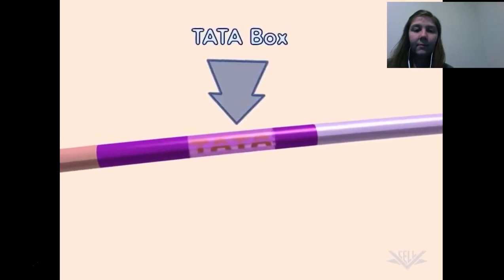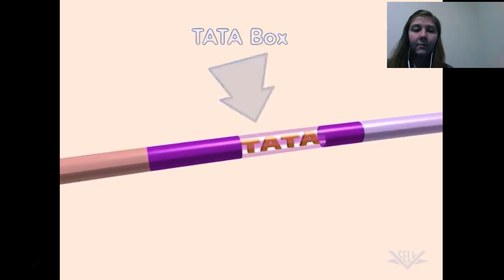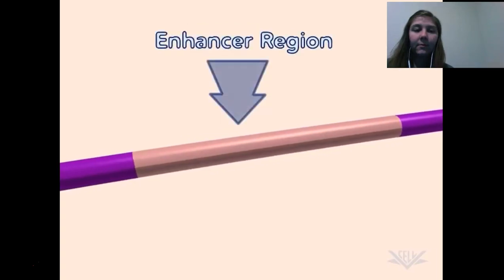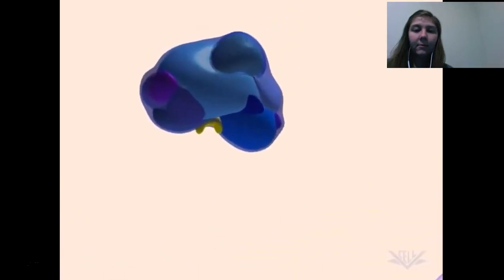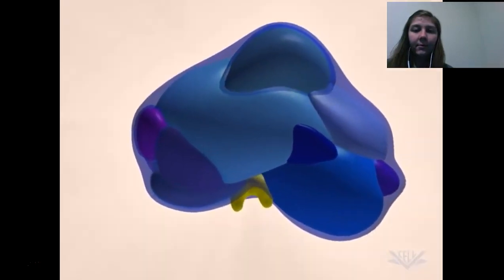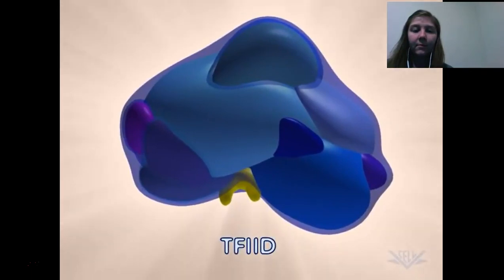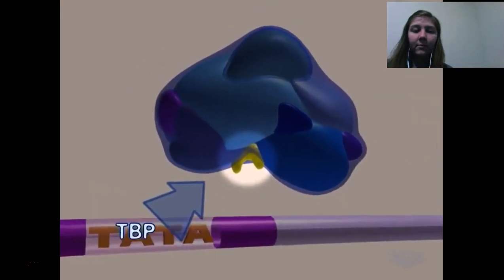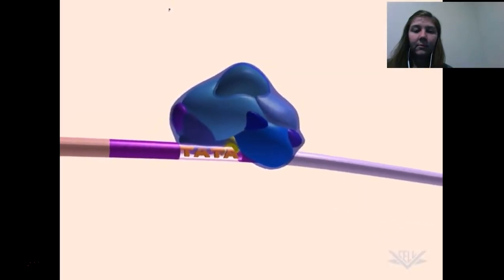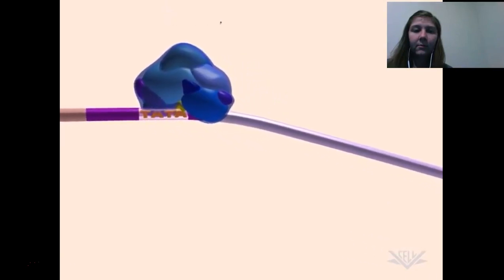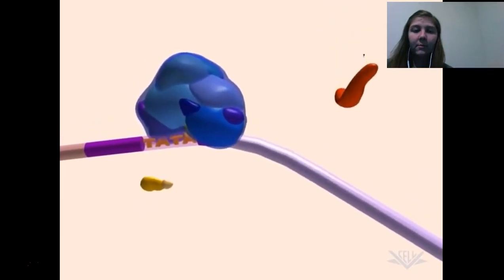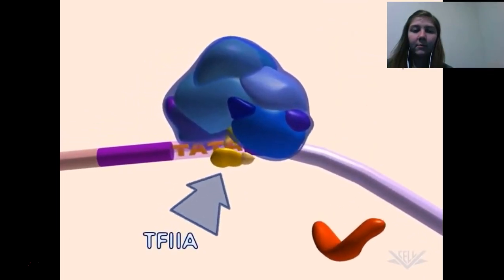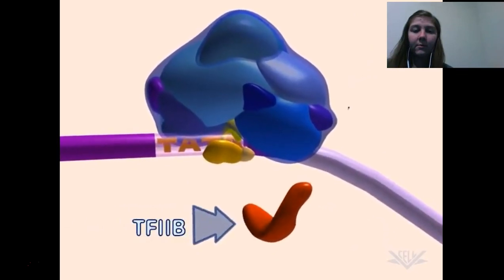Upstream of the transcription unit is the Tata box. An enhancer region may also be involved. Several complexes, known as transcription factors, are required for successful transcription. The first is TF2D, the largest of the general factors. A component of this factor, TBP, binds to the DNA using the Tata box to position TF2D near the transcription initiation site. Other transcription factors, including TF2A and TF2B, then attach.